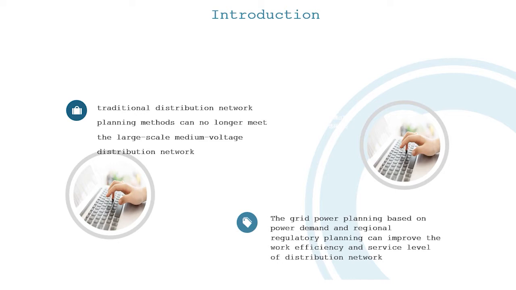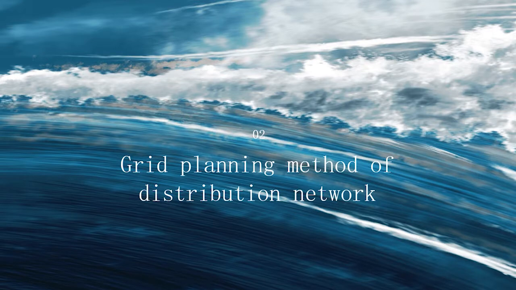The distribution network directly faces the end users and is an important infrastructure serving the people's livelihood. The grid power planning based on power demand and regional regulatory planning can improve the work efficiency and service level of the distribution network. The second part is the grid planning method of the distribution network.